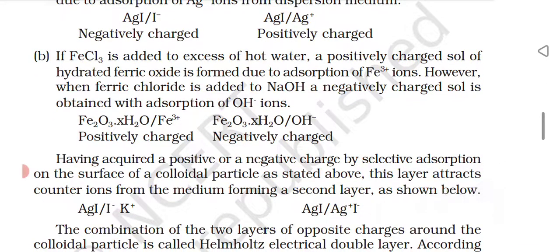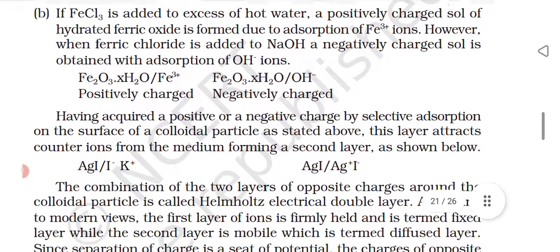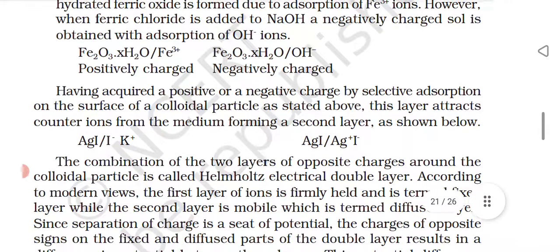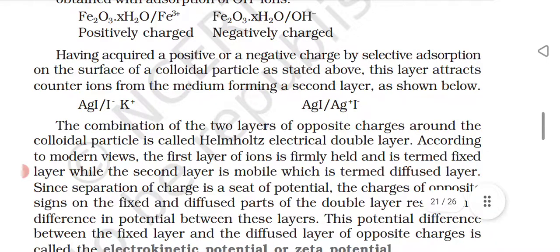If FeCl3 is added to excess of hot water, a positively charged sol of hydrated ferric oxide is formed due to adsorption of Fe3+ ions. However, when ferric chloride is added to sodium hydroxide, a negatively charged sol is obtained with adsorption of OH minus ions. Fe2O3.xH2O/Fe3+ is positive, Fe2O3.xH2O/OH minus is negative.